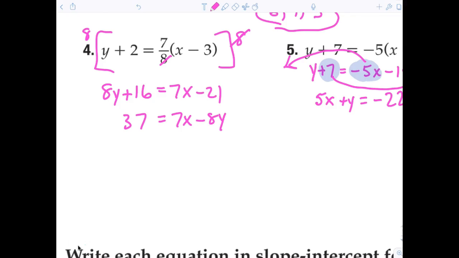All right, one more time. I moved the 8y from the left to the right. So it was positive over here, so over there it's going to be negative. Agreed? Yep. Negative 21 is on the right. I'm moving it to the left, so if it's negative 21 over here, it is positive. So 16 plus 21, 37. We can do that mental math.